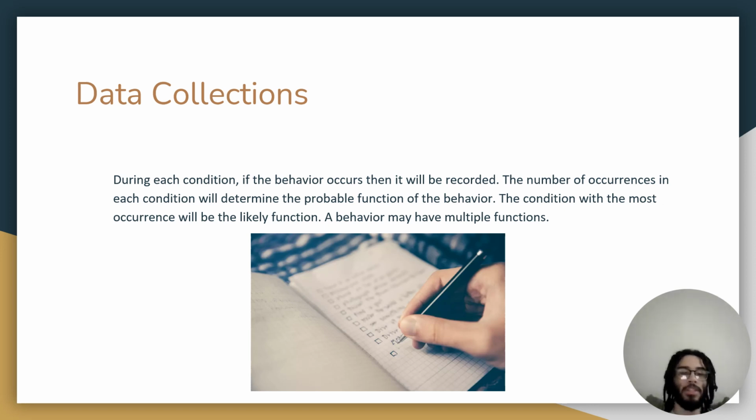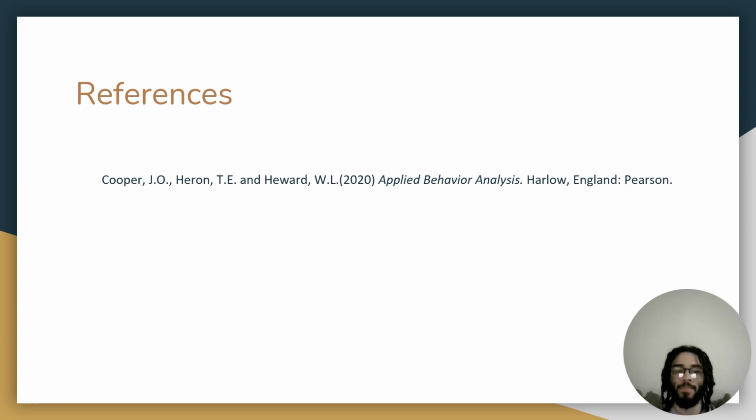Those were all of the conditions. In the end, you are going to tally all of the information. The number of occurrences in each condition is going to determine the probable function of the behavior. The condition with the most occurrences will be the most likely function. And again, remember, a behavior can have multiple functions, so make sure you organize the occurrences based on most to least frequency.